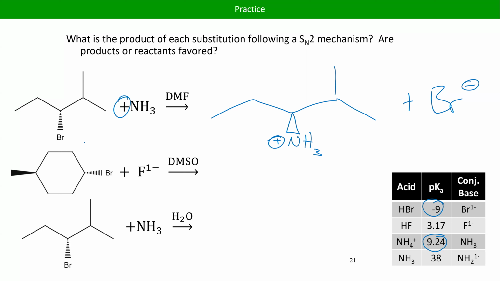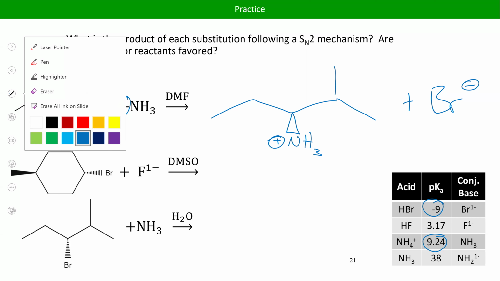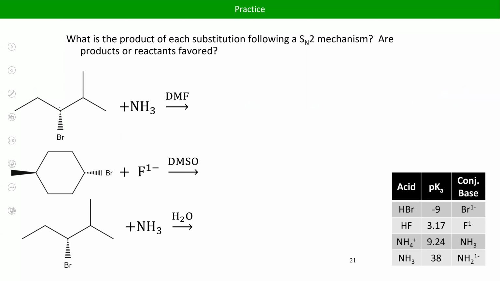Yeah, makes sense why, not just because there's no charges, but also because of that. Exactly. How about the second one? It's also a polar aprotic solvent, which means we can just use the pKa's. But first off, what's the product gonna be?